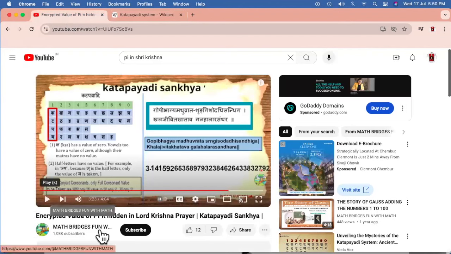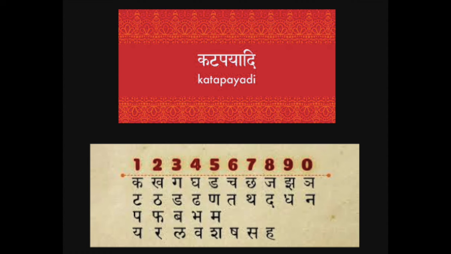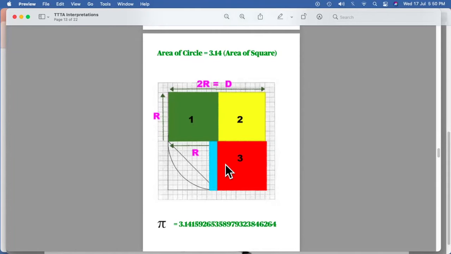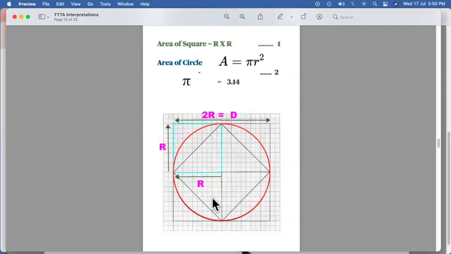You can also see a YouTube video. In the same way, if we follow the Katapayadi system, or the Katapayadi Sankhya, this shloka of the Bhagavad Gita can be encoded into the value of pi. So it is not only in the Pythagorean system, but also in the Indian system, especially the Katapayadi Sankhya, that we are able to know the value of pi. In the ancient ways, this is probably how they were able to encrypt the value of 3.14, that is pi, and this is how they were able to get the value of the circle.